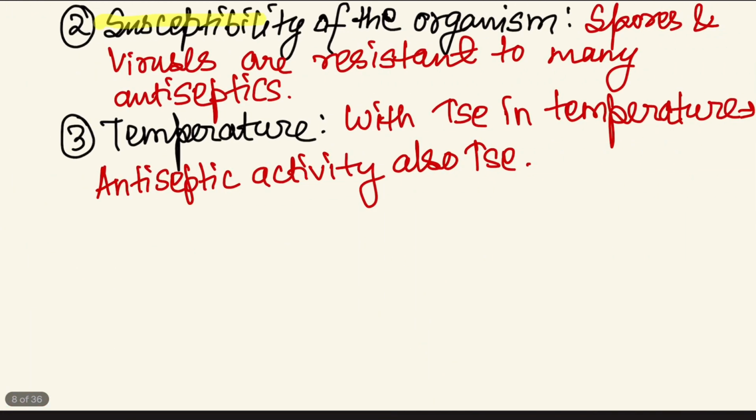Then we have susceptibility of the organisms. Spores and viruses are usually resistant to many antiseptics, so there will be less antiseptic activity against the viruses and spores. And that is the reason why in disinfection we are not including spores, but in sterilization we include spores also. Then we have temperature, that is with increase in the temperature there will be increase in the antiseptic activity also.